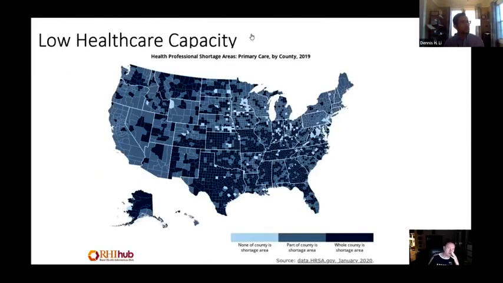Low healthcare capacity. These are data from HRSA that show counties in dark blue where the whole county is considered a healthcare provider shortage area. And these affect broad swaths of the South. And again, the South is the most affected region with respect to healthcare provider shortage areas.